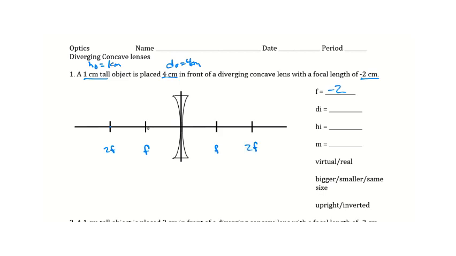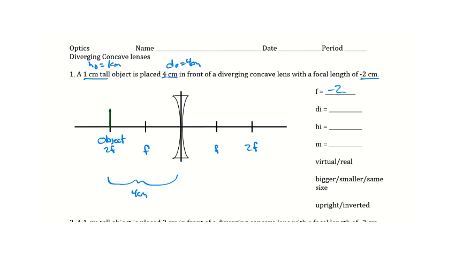Remember, the first tick mark on either side is the focal point, and the second is the radius of curvature, also called 2f. So you need to very carefully now take a ruler and construct an object that is exactly 1 centimeter tall, 4 centimeters out from the lens line. So there we have our object, and now we are going to draw the rays so that we can figure out where our image is going to be.